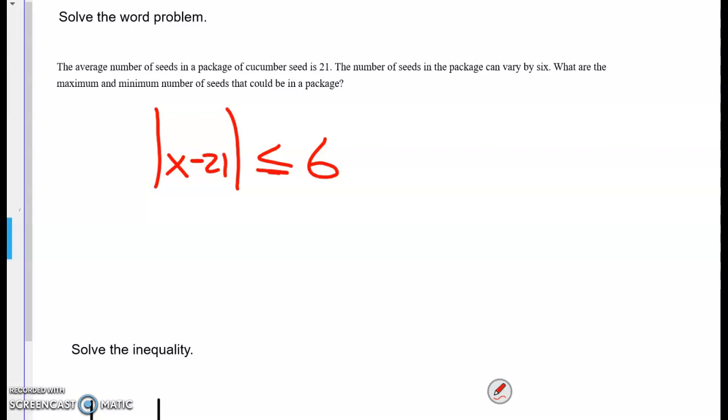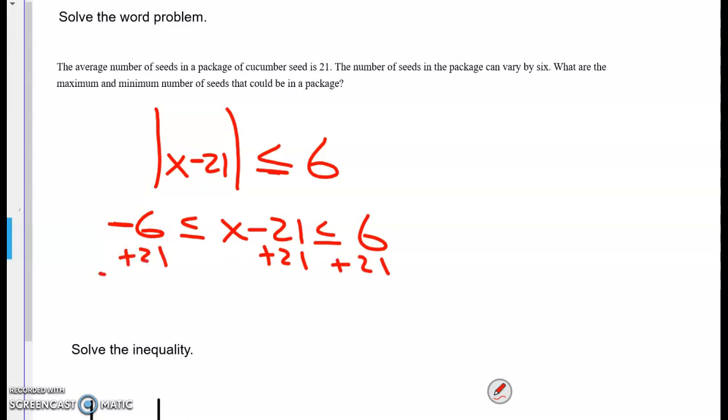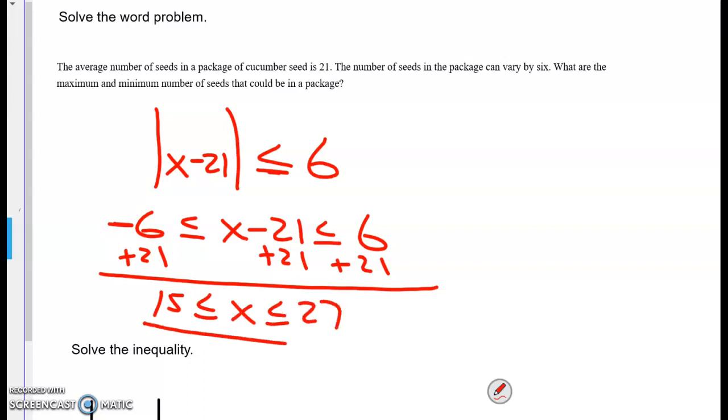And then it's basically what we've been doing. With word problems, you don't need to graph or solve with set notation. You just need to give me the answer. So in this case, the answer is somewhere between 15 and 27. And that's my answer.